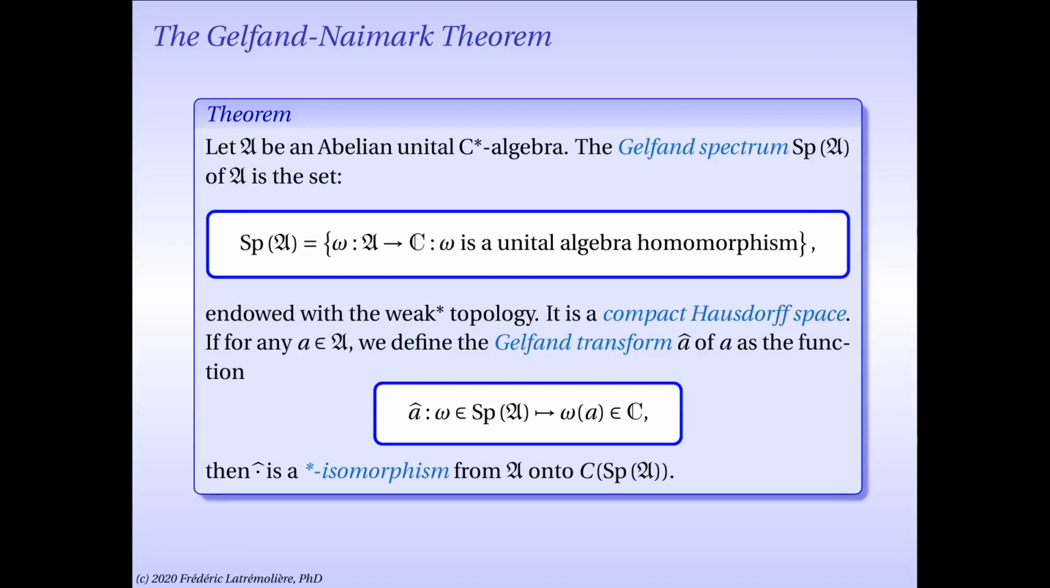And it turns out that the Gelfand transform of a is in fact a continuous function over the Gelfand spectrum of the algebra. Thus we have a map which goes from our abelian unital C-star algebra to the C-star algebra of complex valued continuous functions on the Gelfand spectrum of our C-star algebra, and that map turns out to be a star isomorphism.